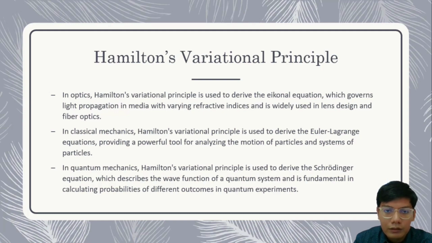In classical mechanics, Hamilton's variational principle is used to derive the equations of motion for particles and systems of particles by defining the Lagrangian as the difference between the kinetic and potential energies of the system and the action integral as the time integral of the Lagrangian. We can derive the Euler-Lagrange equation. This equation relates the generalized coordinates, their time derivatives, and the force acting on the system.